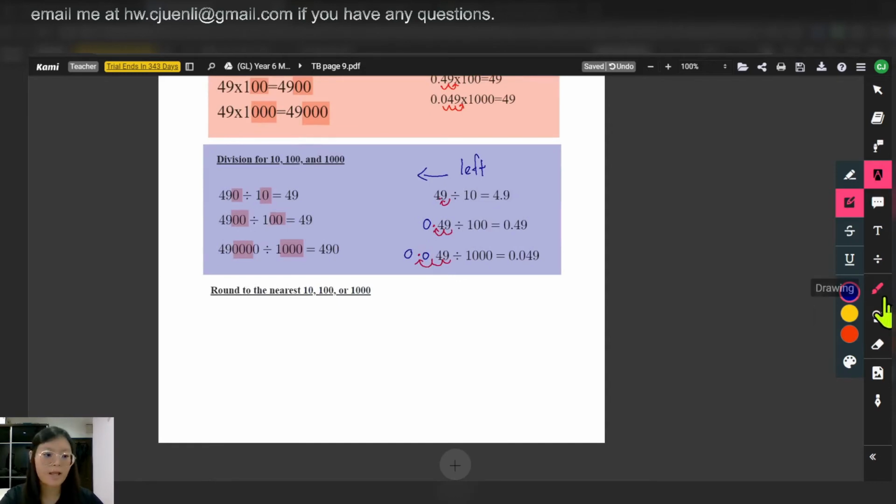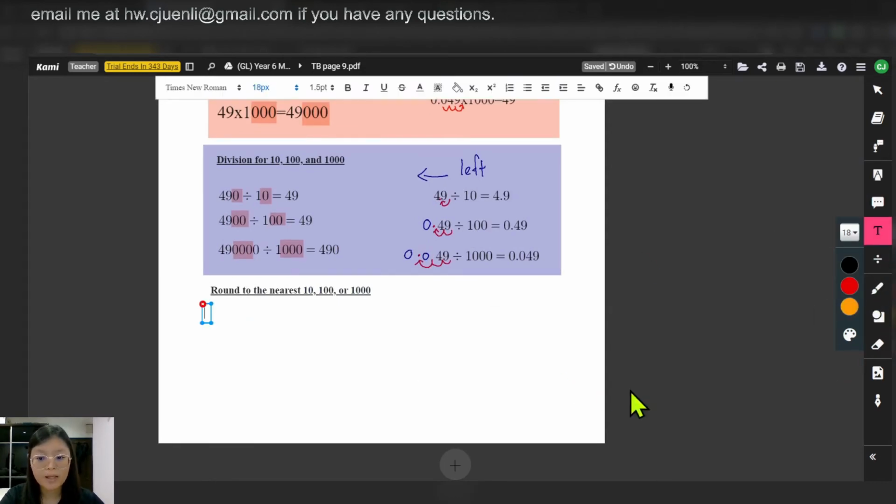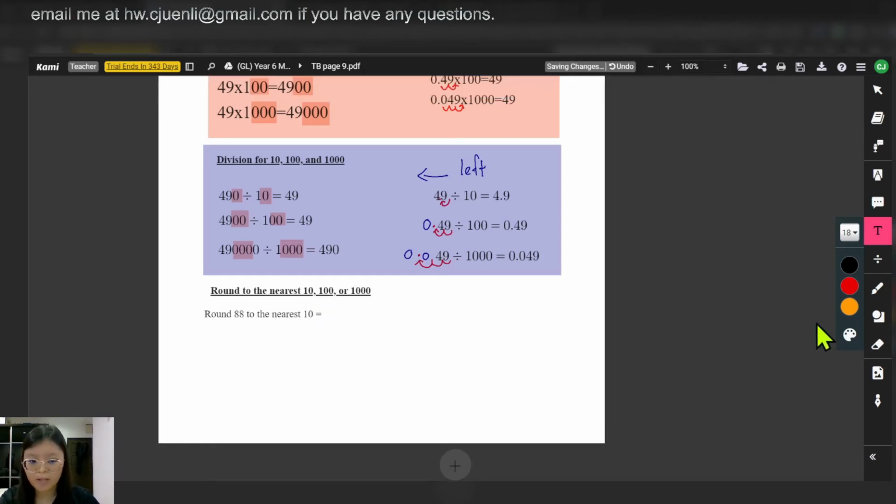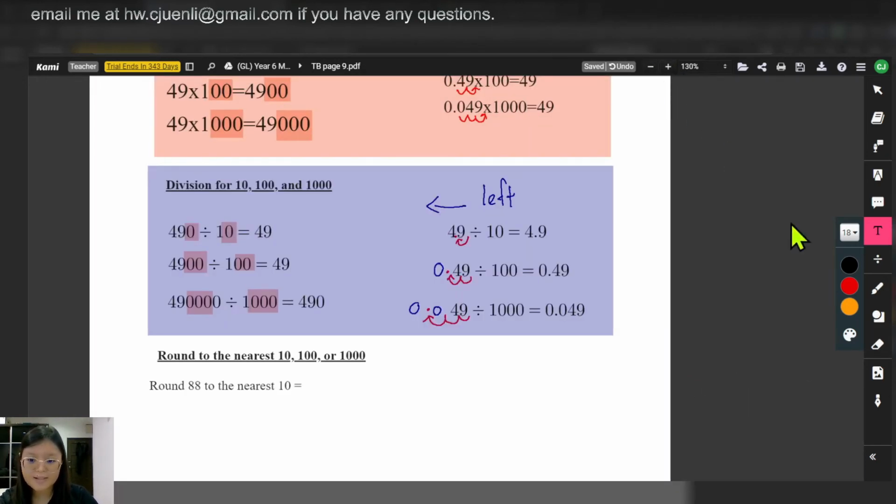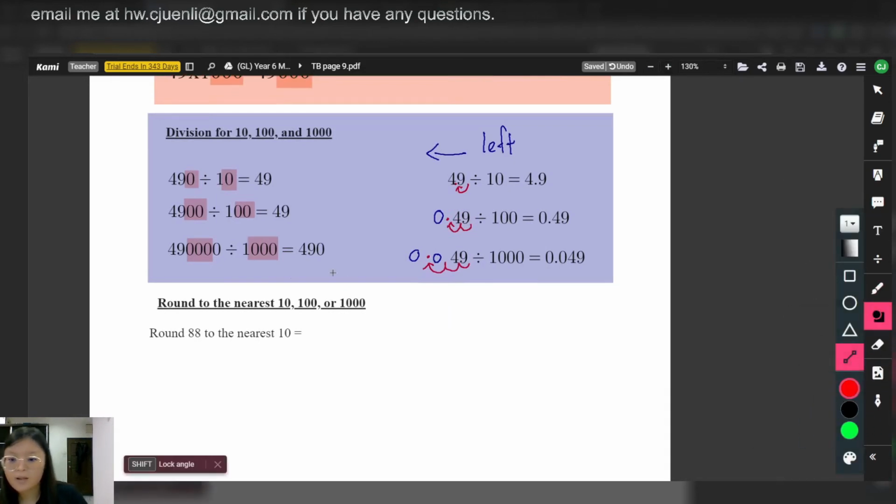Now, rounding to the nearest 10, let me show you one example. It is also quite simple in a way. Okay, so I'll give you a smaller number first. Let's say it's 88. This is small, okay? Round 88 to the nearest 10. Now, what should I do? Do I look at the units or do I look at tens? Now, because it is to the nearest 10, we're going to look at this over here.